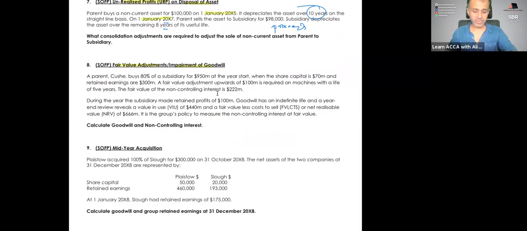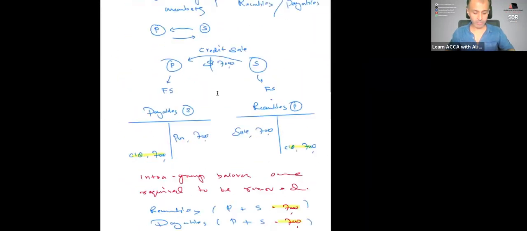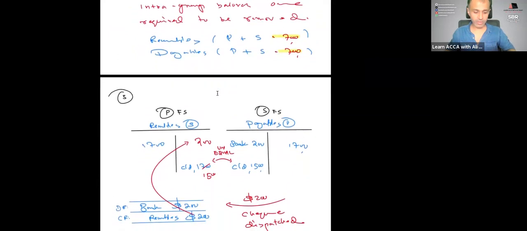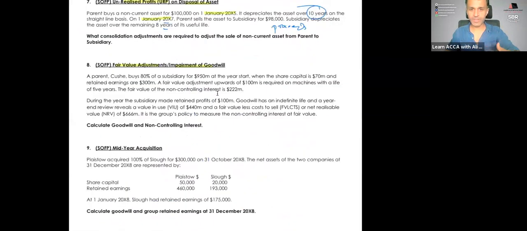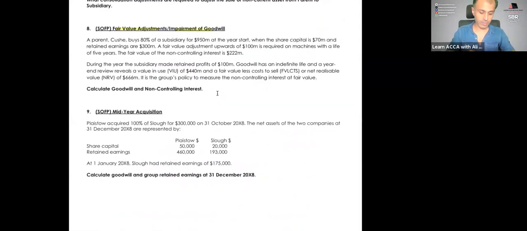This question will start, but we will not be able to finish it. So what we can do is try to fit in a little explanation on the way, just to complete the course. That discussion is in regards to mid-year acquisition. This question requires us to calculate the goodwill and group retained earnings. We will do this FEA part the next time the course starts, but this we can fix in the next 5 to 7 minutes of explanation.